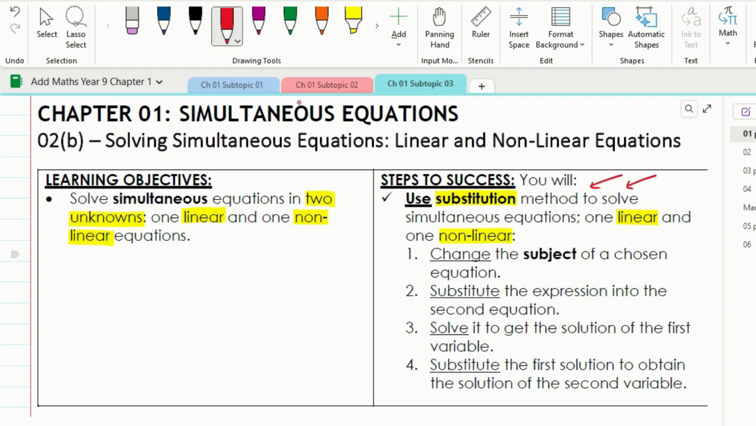So the steps are over here. Let's have a look. Change the subject of a chosen equation, and then what you do next is substitute the expression into the second equation. Once you have substituted the expression into the second equation, you will notice that you will always get a quadratic equation. So you are going to solve it to get the solution of the first variable. And once you have the solution for the first variable, you are going to find the solution of the second variable by also doing substitution on any equation that you would like to find the value.